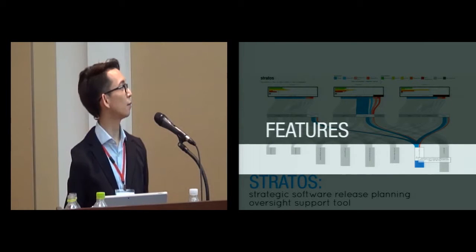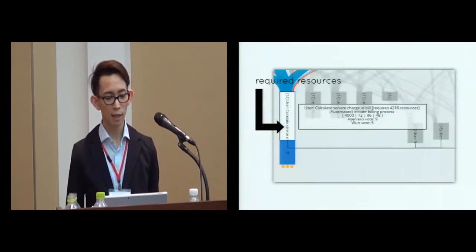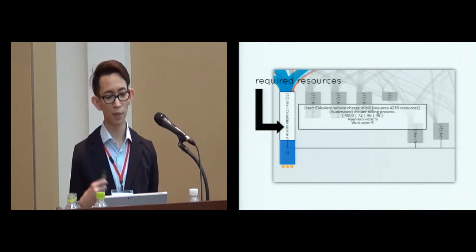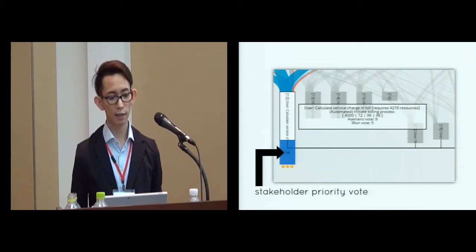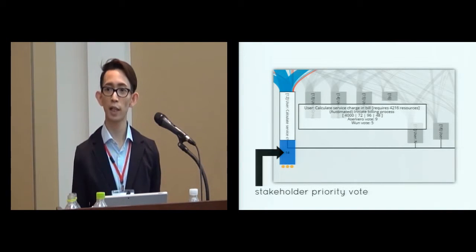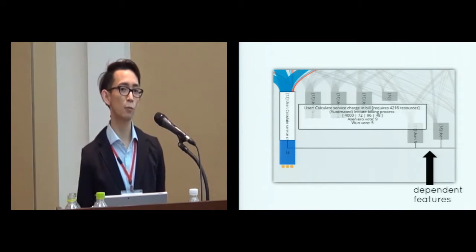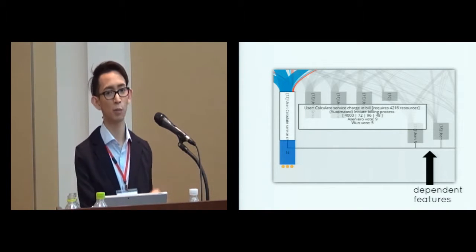And these resources flow towards your features, which are located here at the bottom. The length of the white part is a summary of your required resources. The longer the white part is, the more resources you need. And here at the bottom, there's the stakeholder priority vote, which is essentially how much value the stakeholder placed on that specific feature. If you click on one feature, you would see its dependent features, because some features cannot be implemented without implementing this first one.